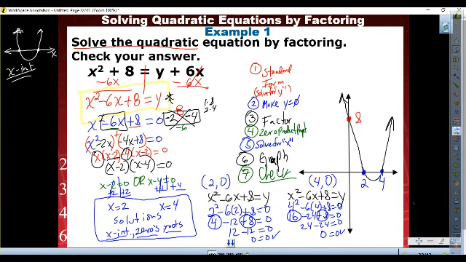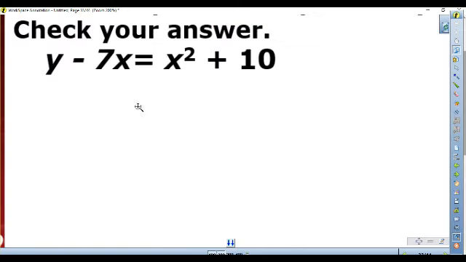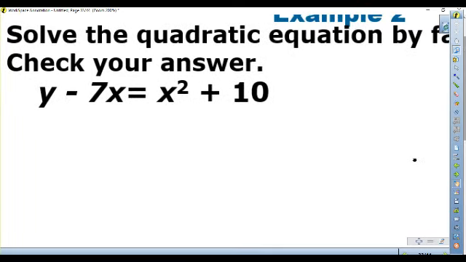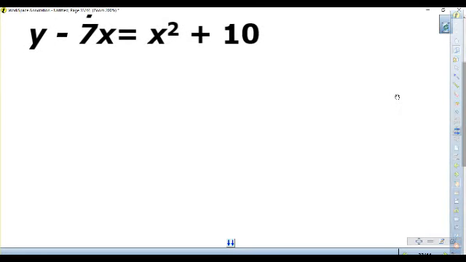Example number 2. Copy this, please. On your other paper, I said we're going to need 2 papers, right? If you have space, that's fine. Some of you that have small font, it's up to you. Here we go. Example 2. You don't have to copy the instructions. You copy the equation, and it says y minus 7x equals x squared plus 10. And of course, the instructions are solve the quadratic equation by factoring and check your answer. So you know the process. Ready, go. See how you do.